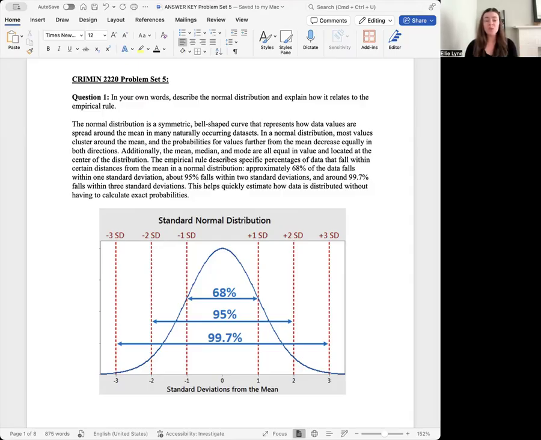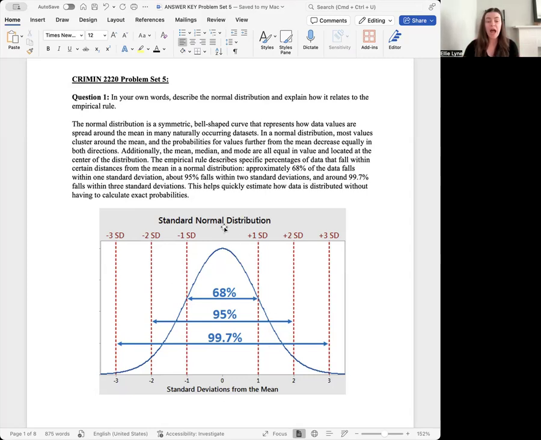So the normal distribution is a symmetric bell-shaped curve that represents how data values are spread around the mean in many naturally occurring data sets. So what do I mean by a symmetric bell-shaped curve? Well, if you take a look at the image below, this blue line represents that bell and symmetric curve. What does this mean? A couple of things.